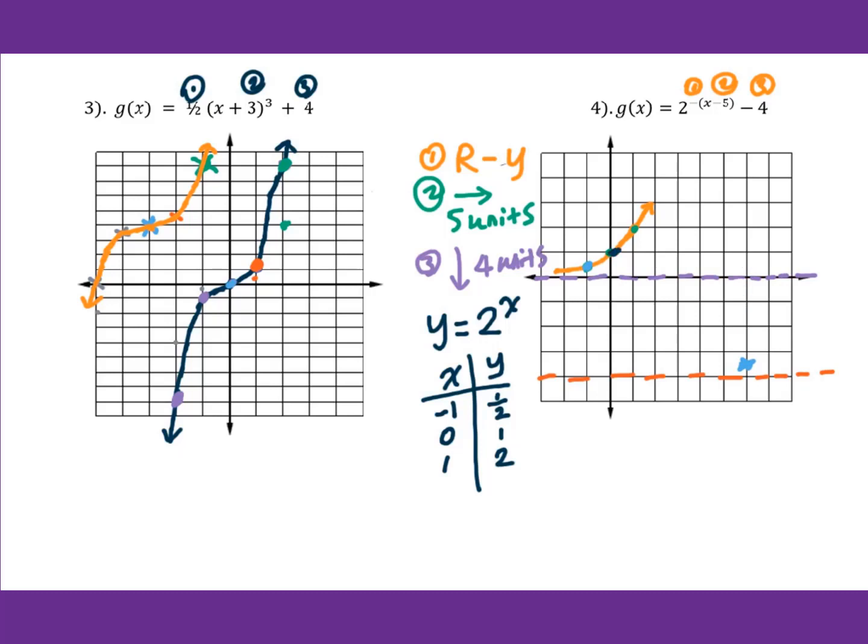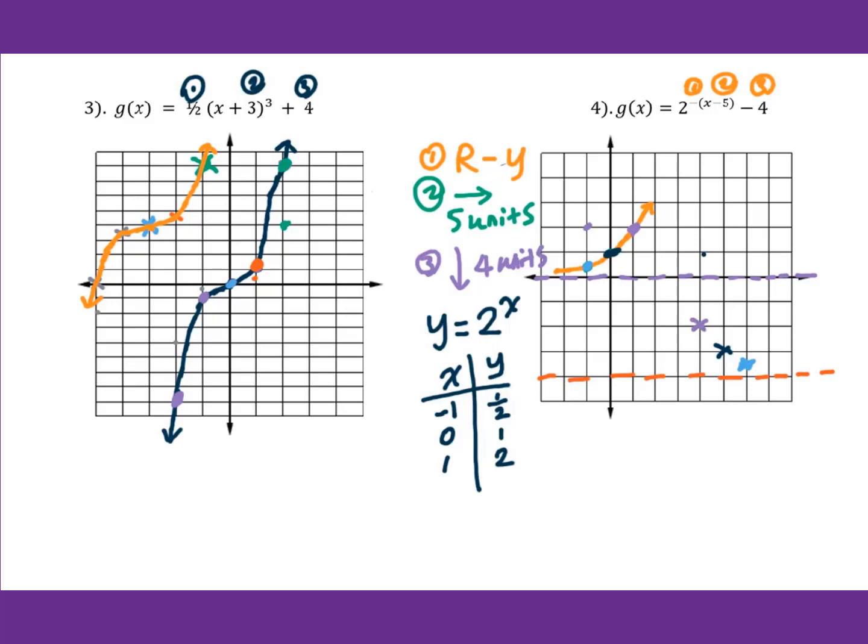For the second point here, reflect across the y-axis, still here. Then right 5, down 4, 1, 2, 3, 4, 5, down 4, 1, 2, 3, 4. Go here. Then we go to this point. Reflect across the y-axis, go here. Then move to the right 5, 1, 2, 3, 4, 5. Go down 4, 1, 2, 3, 4. It's here.